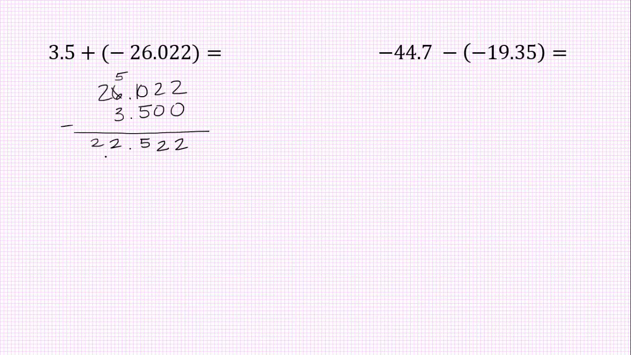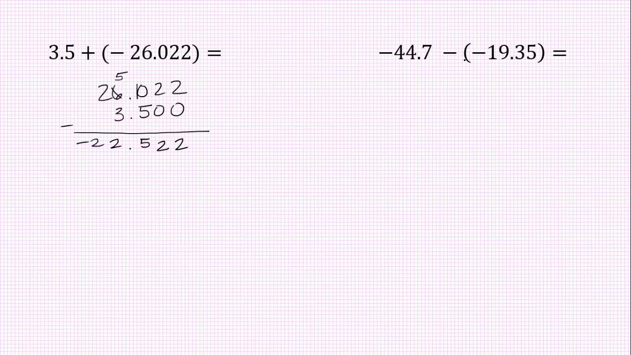There's our answer. From the original problem, the number with the larger absolute value is negative 26, so we take the sign from that number and the answer is negative 22.5. All of these problems are things you should be able to do with or without a calculator, so I'm going to work them out by hand, but I'm not going to go over every basic step.